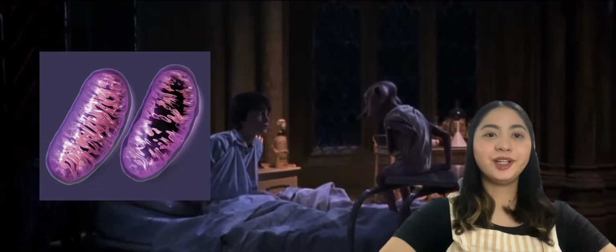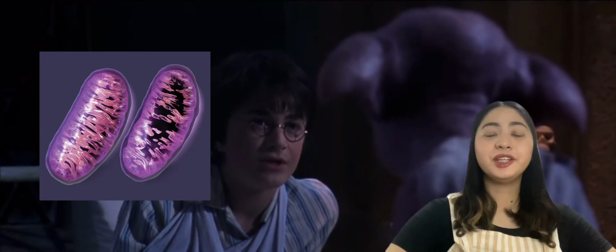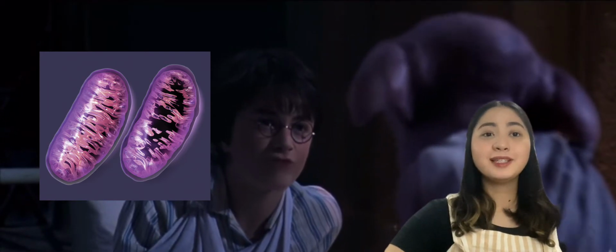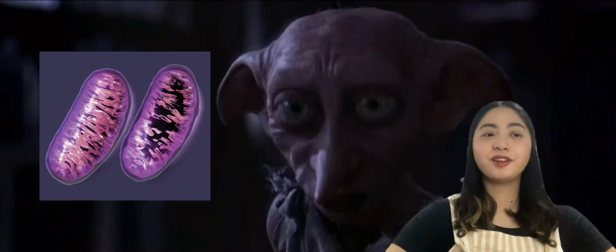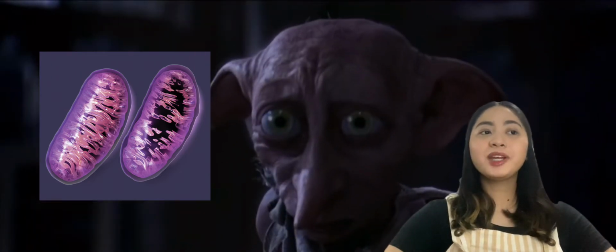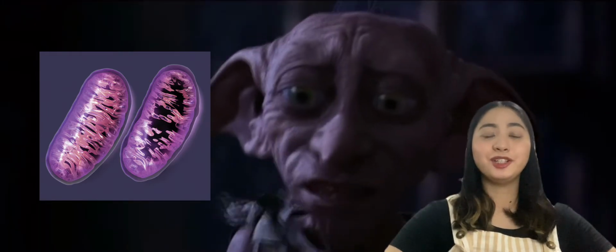The mitochondria. The mitochondria's main function is to produce energy in the form of ATP for the cell to use. The mitochondria is like the kitchen of Hogwarts. The elves work in the kitchen to make food for the people inside to provide them with energy to function.